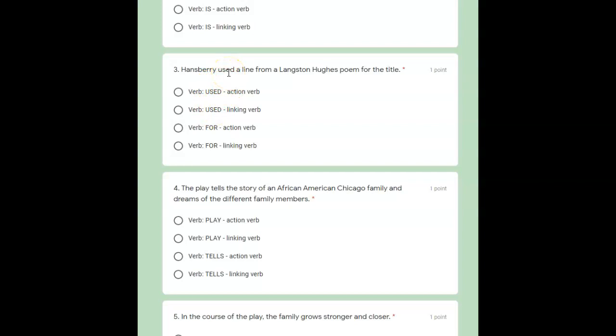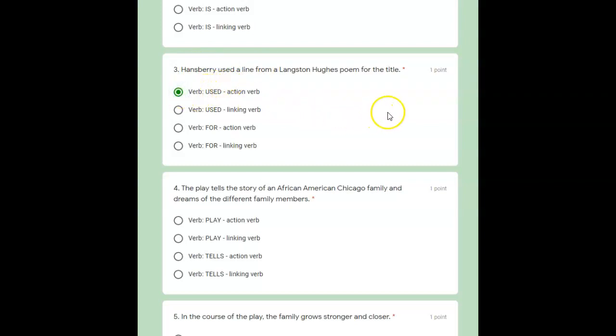And is it an action verb? Did she physically use a line from a Langston Hughes poem? Or is use connected to something else about her? Hansberry used a line. Well, the line has nothing to do with her, so it can't be connected. She physically used that line in that play. So used is an action verb.